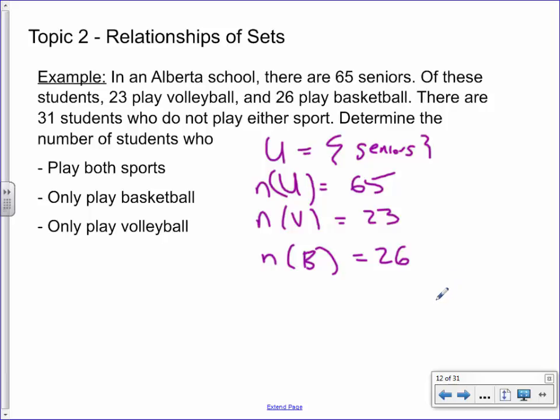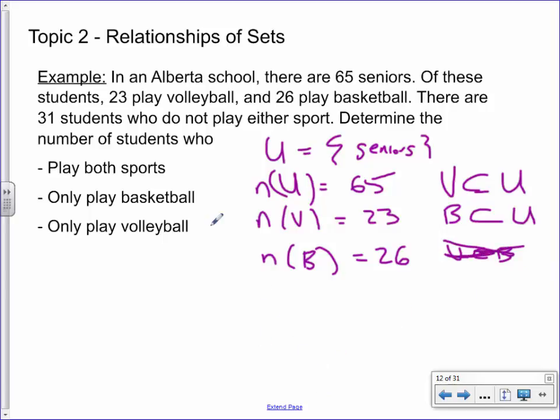If I wanted to write this with certain notation, I could write it like this. The volleyballers are a subset of the universal set. Volleyballers belong to the class. I could even say that basketballers are a subset of the universal set. Would it be fair to say that volleyballers are a subset of basketballers? Unless every single volleyballer was also on the basketball team, that wouldn't be a fair thing to say. Does that make sense? So that one's not fair to say.